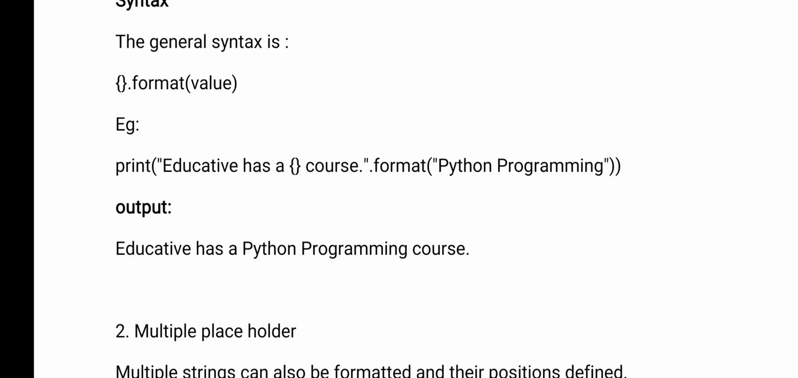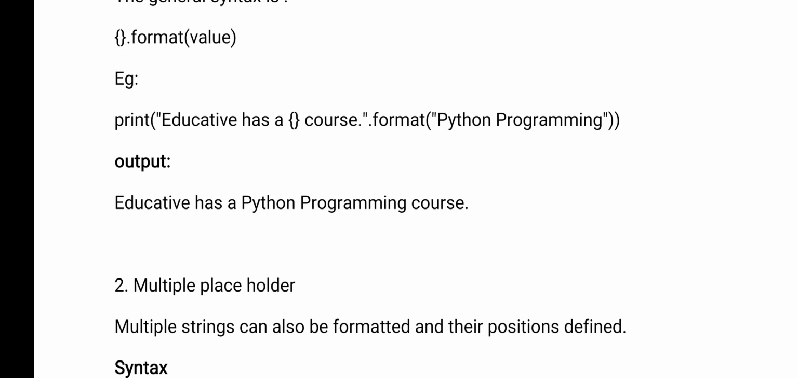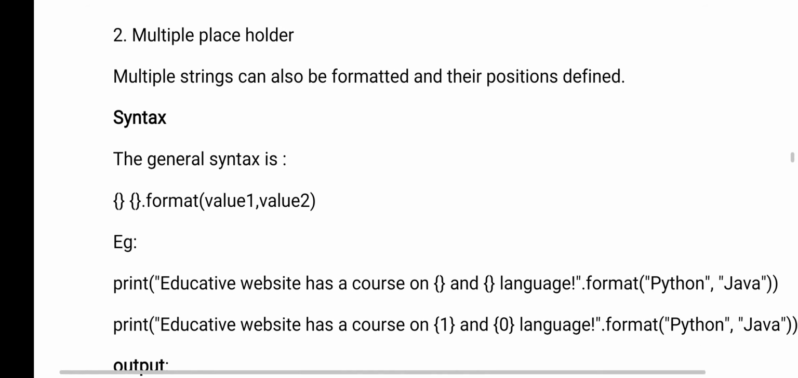Now you see, in the example I have given, print "educative has a {} course", which means wherever a placeholder is there, in that place you can insert any text. With dot format, wherever the placeholder is there, you can substitute it with this text, Python programming. So when you print that, what you get is: educative has a Python programming course. Wherever the placeholder is, it is replaced with the value. What value did I give? Python programming.